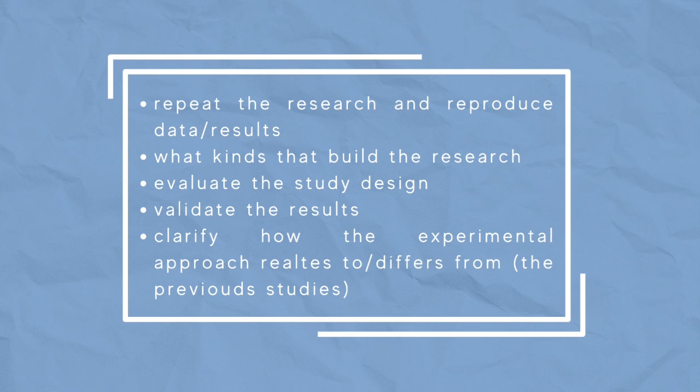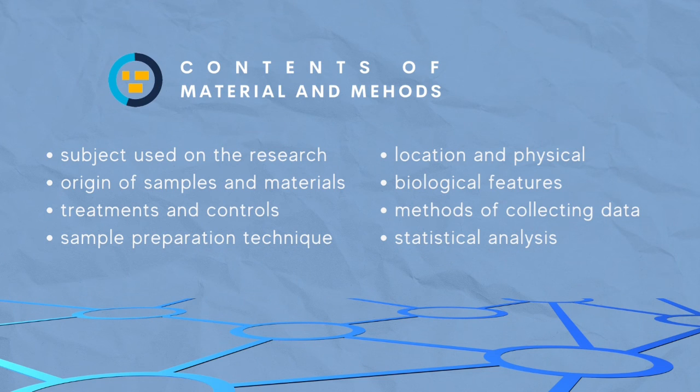The contents of material and method section include subject used on the research, origins of samples and materials, treatments and controls, sample preparation technique, description of the sample location is taken, and including physical and biological features, methods of collecting data, and statistical analysis. To write this section, the sentences should be arranged by third person, passive construction, and past tense.